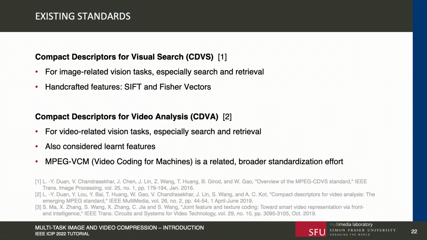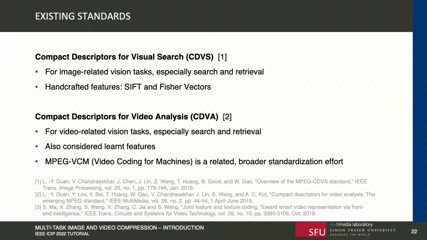There are a few existing coding standards related to multitask compression. One of them is MPEG CDVS, Compact Descriptors for Visual Search, which is specifically intended for image-related vision tasks such as search and retrieval, and considers coding handcrafted features such as SIFT and Fisher vectors. An extension of that effort was MPEG CDVA, Compact Descriptors for Video Analysis, which focused on video-related vision tasks, especially search and retrieval, and it also considered learned features besides handcrafted features.